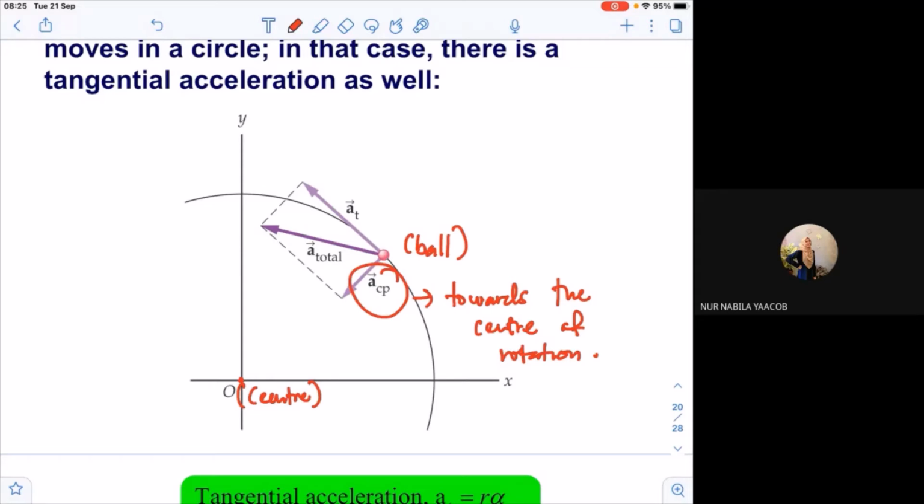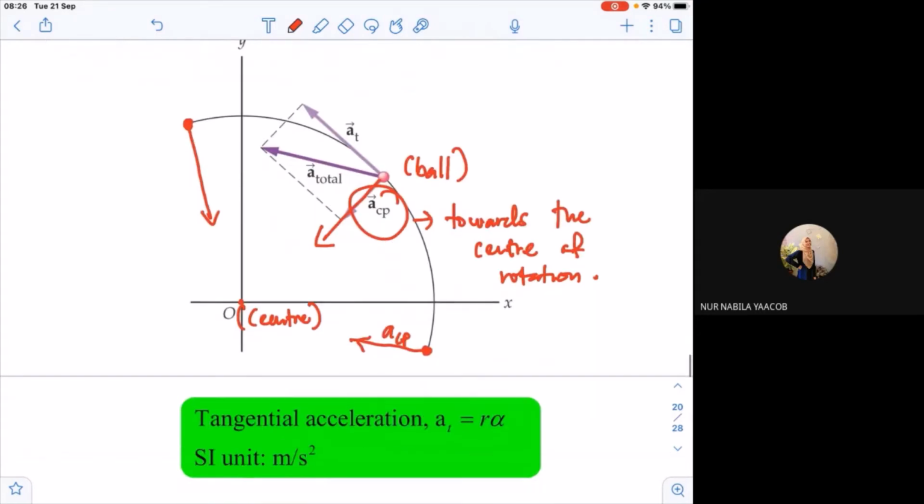You should know that the centripetal acceleration is an acceleration that acts towards the center of the rotation, meaning that these are the directions of the centripetal acceleration. It's always towards the center. If you put it here, it's also pointing towards the center. If the ball is here, it's still towards the center. The ACP is still towards the center.